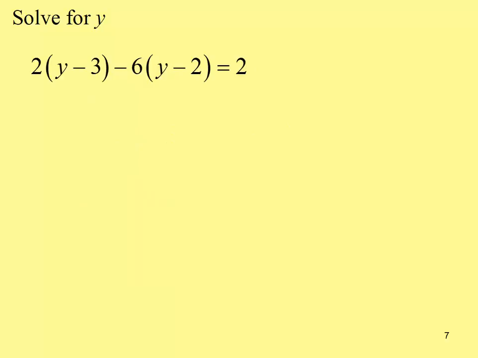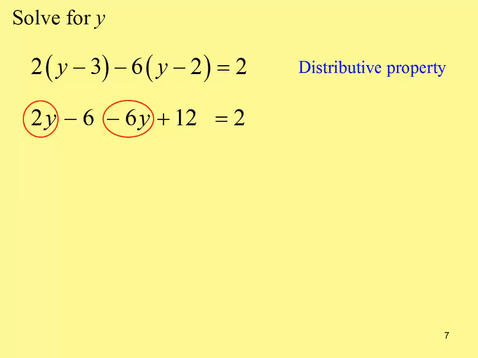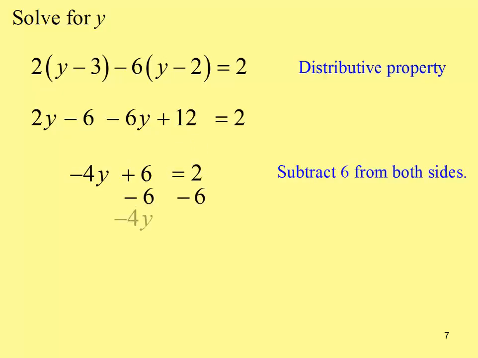In this one, we need to begin by multiplying using the distributive property. In this term, we'll multiply the 2 times y and the 2 times negative 3. In this term, we'll multiply the negative 6 times y and the negative 6 times negative 2. We can combine some things together on the left that are compatible. 2y minus 6y is negative 4y. Negative 6 plus 12 is positive 6. We subtract 6 from both sides and divide by the negative 4.